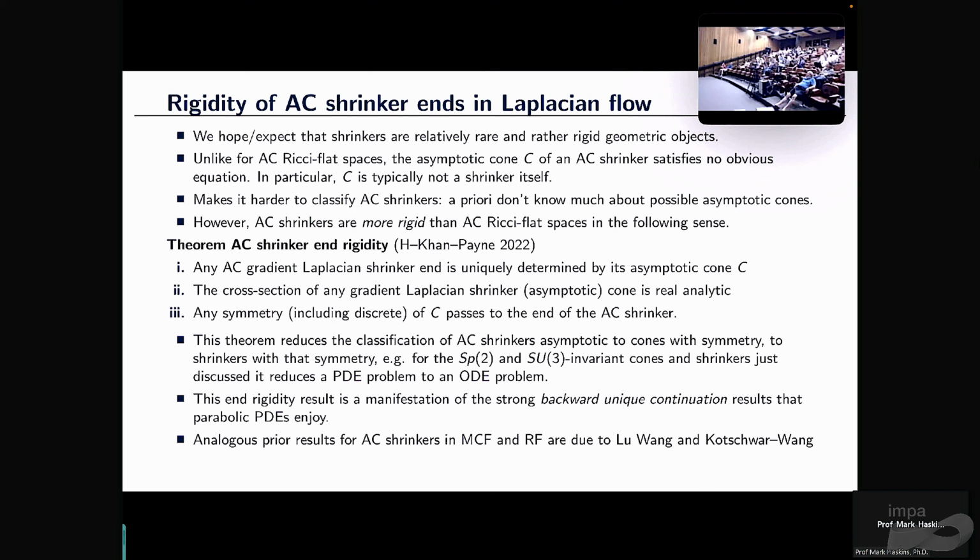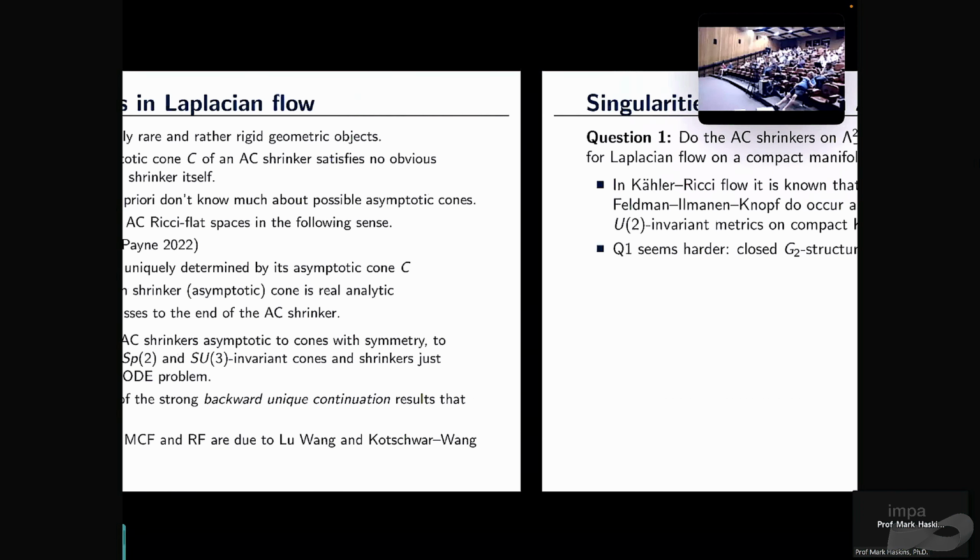And so such theorems, similar theorems, are known in the context of mean curvature flow and Ricci flow, due to Liu Wang and Brett Kochvar and Liu Wang respectively. In essence, they're a manifestation of some very strong backward unique continuation results that parabolic PDEs enjoy. So it's a surprising amount of rigidity that they have.